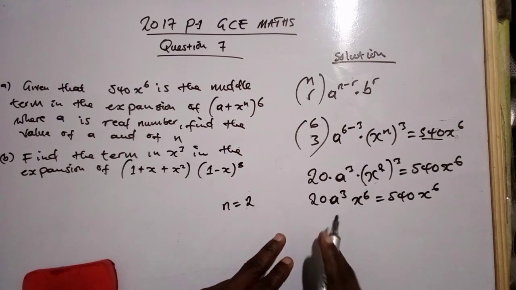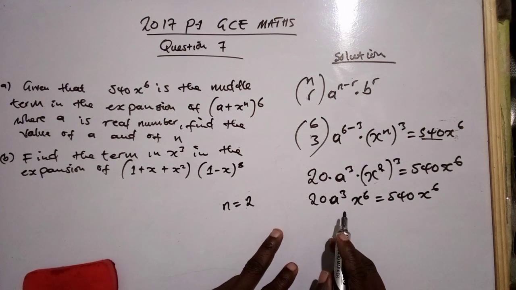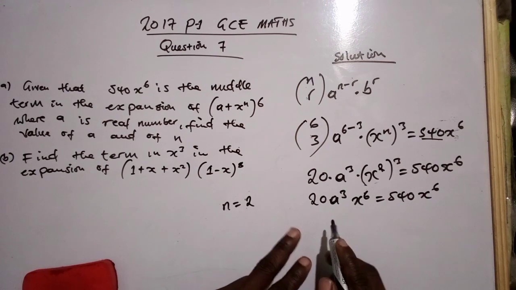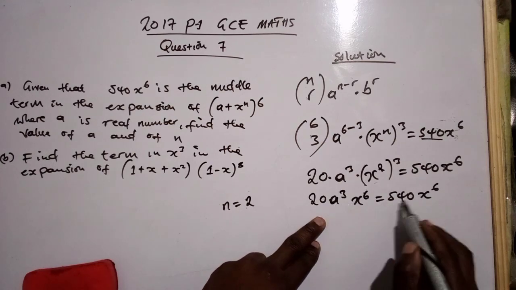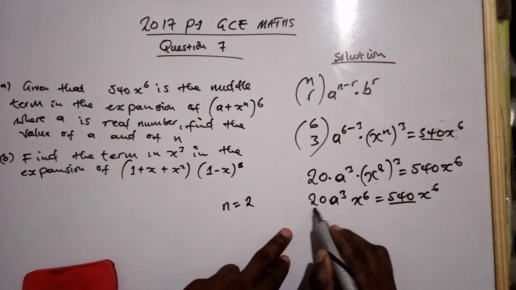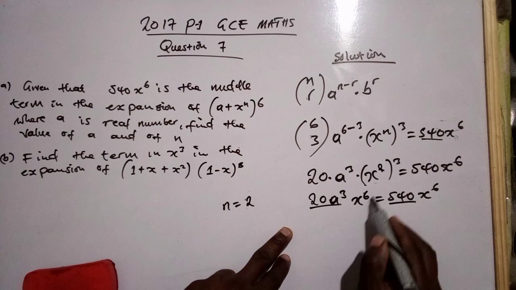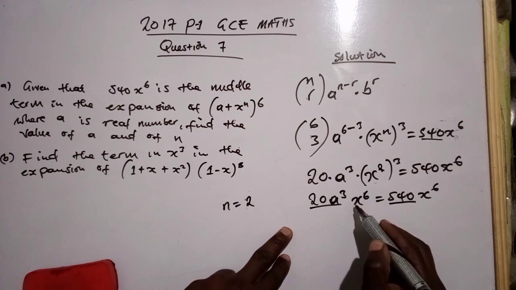When finding the real number, you have to use this one and this one here, because for finding n we used this one.